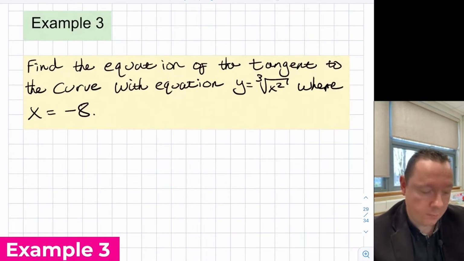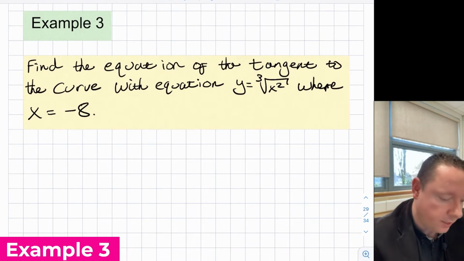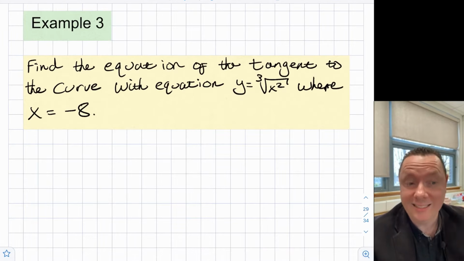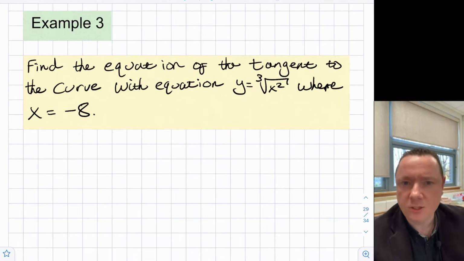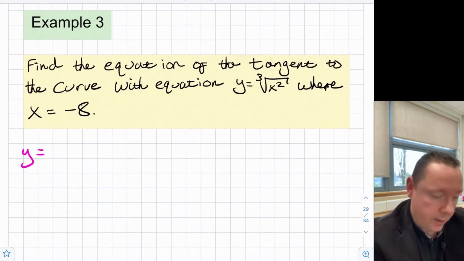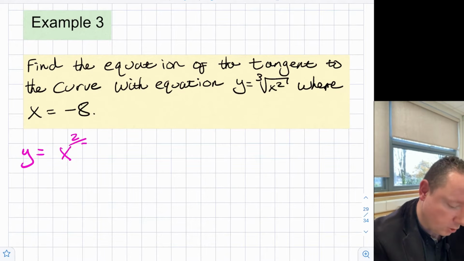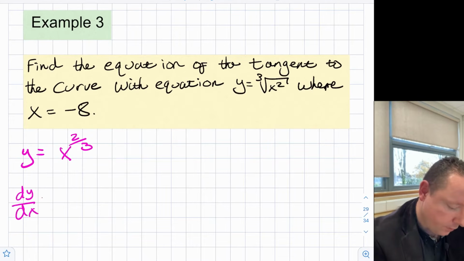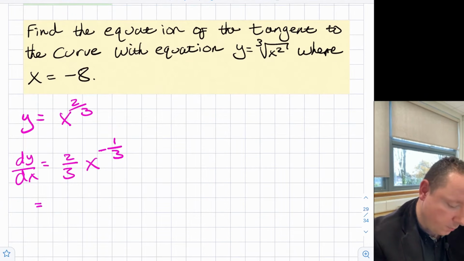Okay, final example before we move on to past paper questions. Example 3 says, find the equation of the tangent to the curve with equation y equals the cube root of x squared, where x is negative 8. So we're going to have to differentiate it, so we need to get it ready to differentiate first. So y equals not the cube root of x squared, but x to the power of 2/3, using the laws of indices. So dy by dx is 2/3 of x, take away 1, I get minus 1/3, or to tidy that up, 2 over 3 times the cube root of x.